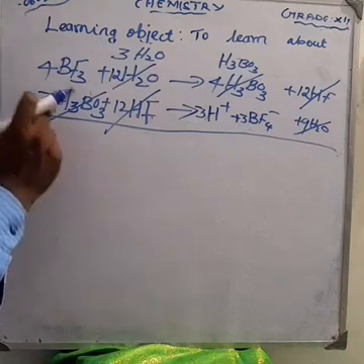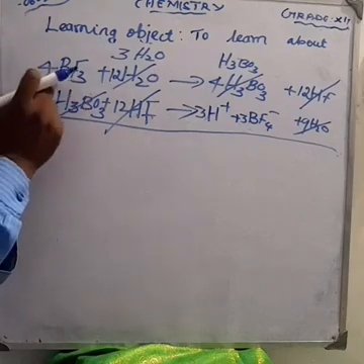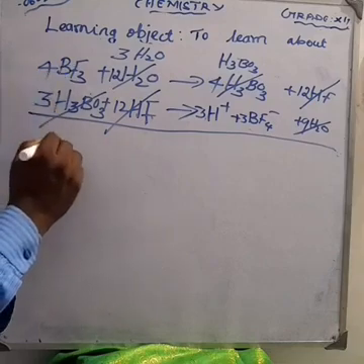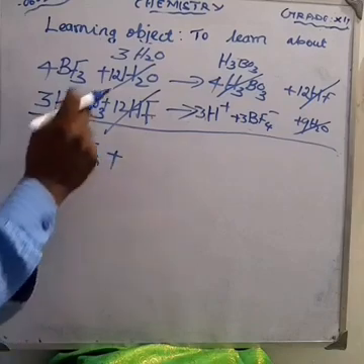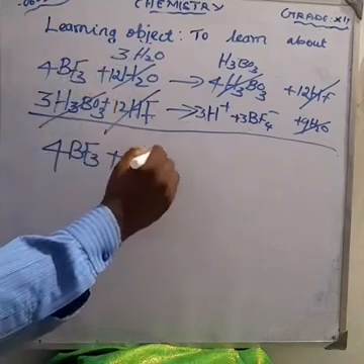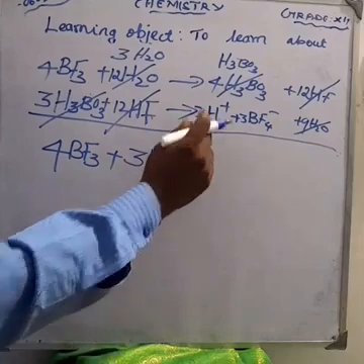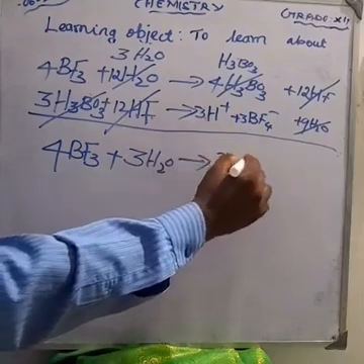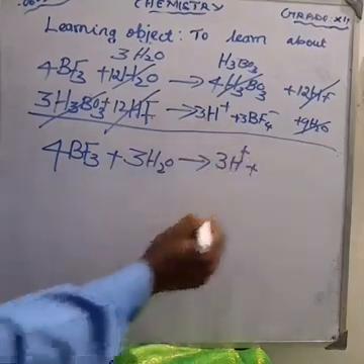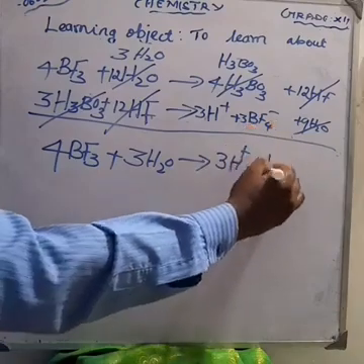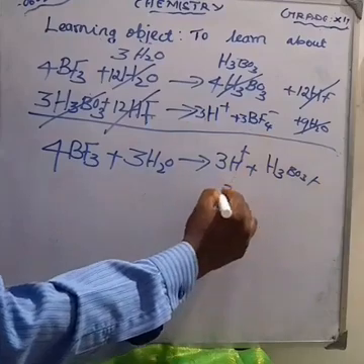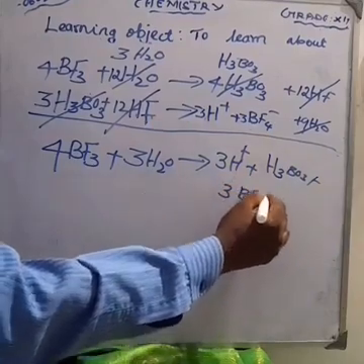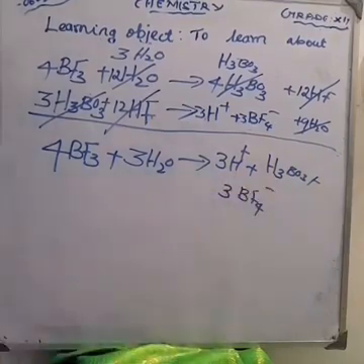Then start with the boron trifluoride. How much boron trifluoride is there? 4BF3. How much water is there? 3 water, 3H2O gives, how much H plus ions? 3 H plus ions plus, how much boric acid? 1 boric acid, H3BO3, plus BF4 minus ion, the borofluoride ion. How much of them? 3 BF4 minus ions.